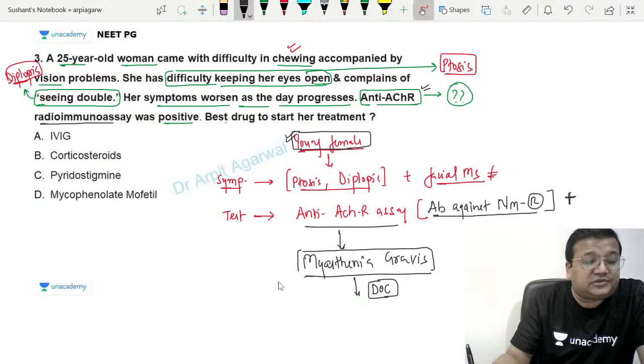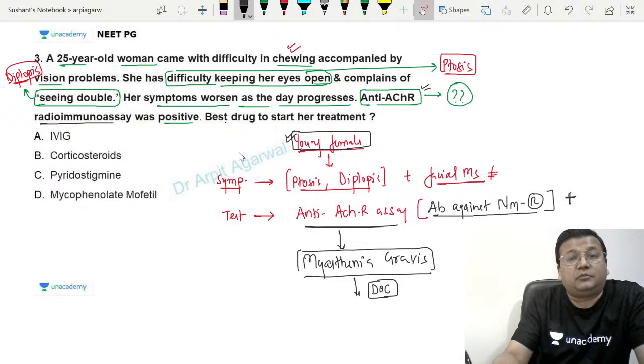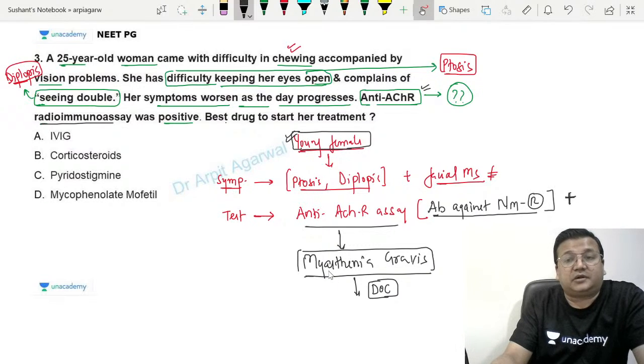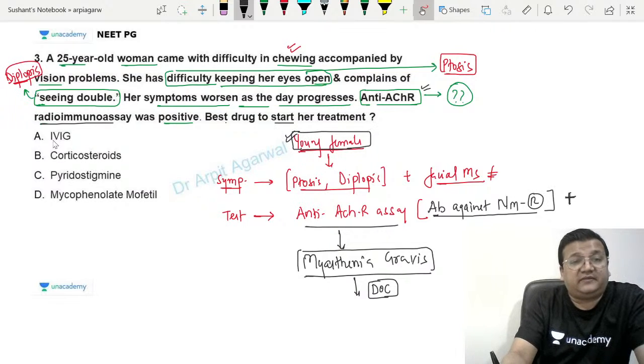Others, what do you say, Reena? Maitri, Simran, what is the answer? Best drug to start the treatment for this particular patient. What do you people say? What should we start? To start the treatment, what should be given?